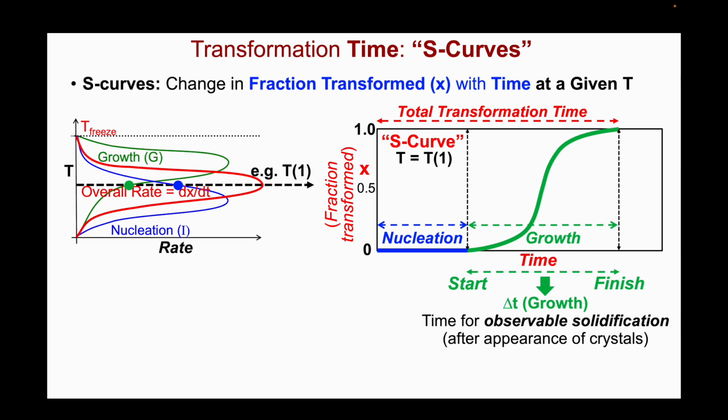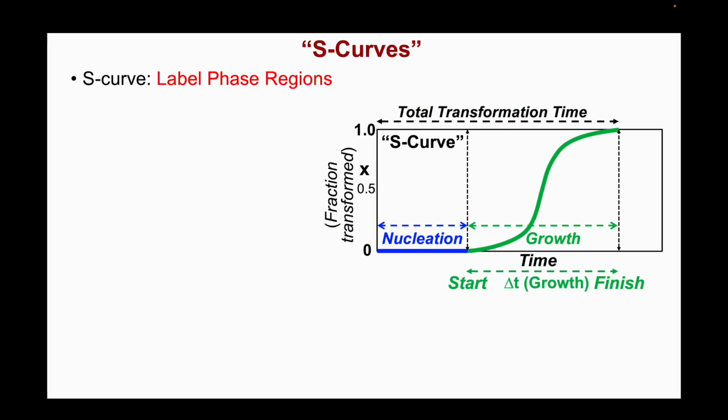It's important to recognize that during the incubation period there are no actual solid crystals and the sample is still all liquid, albeit with nanometer-sized embryos that are attempting to organize. Just to make sure we're clear on the different stages of the transformation portrayed on this diagram, we'll label the different phase regions in the S-curve at this temperature.